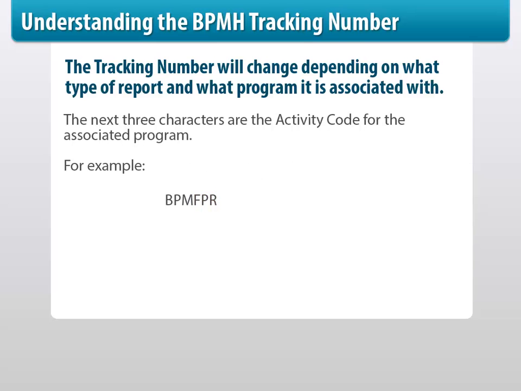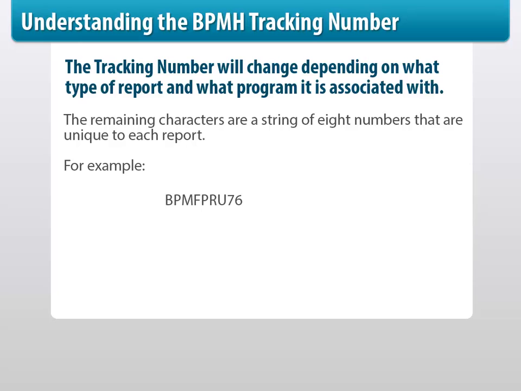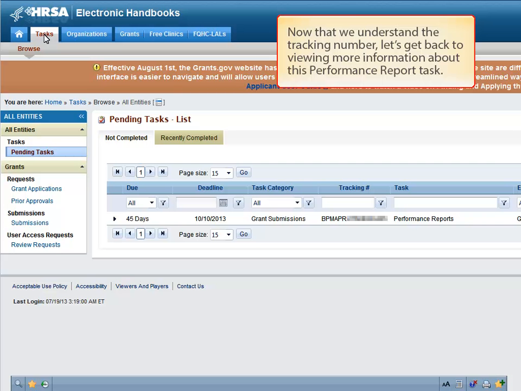The next 3 characters are the activity code for the associated program. For example, U76. The remaining characters are a string of 8 numbers that are unique to each report. For example, 000123445. Now that we understand the tracking number, let's get back to viewing more information about this performance report task.